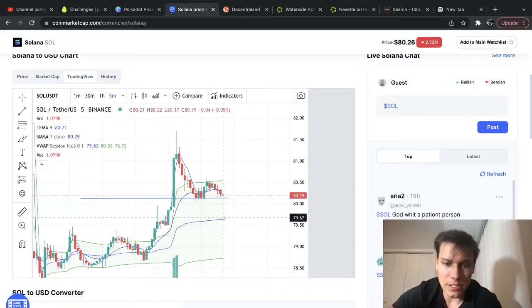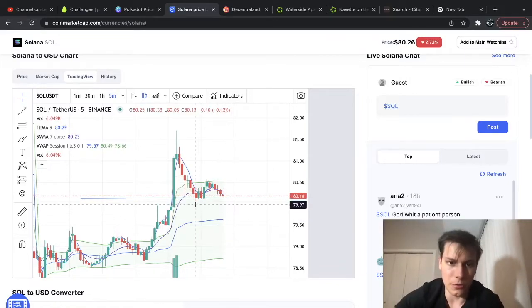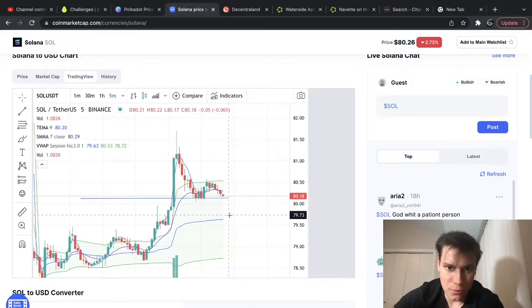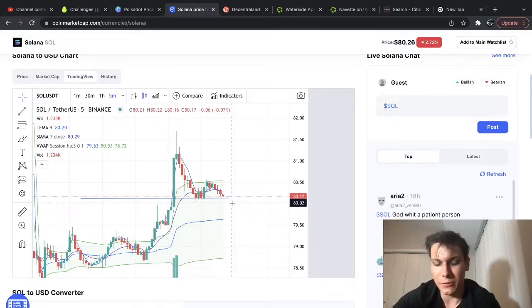So if you do want to take this trade, here's exactly how I would do it. I would wait for that double candlestick confirmation, which would probably end up being right around here at 79.73. Then I can hold this all the way here, gaining about 30 cents. 30 cents, let's say you have 100 of these, you have $8,000 invested in Solana.